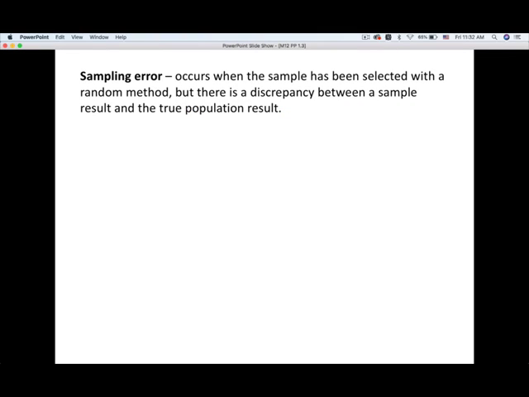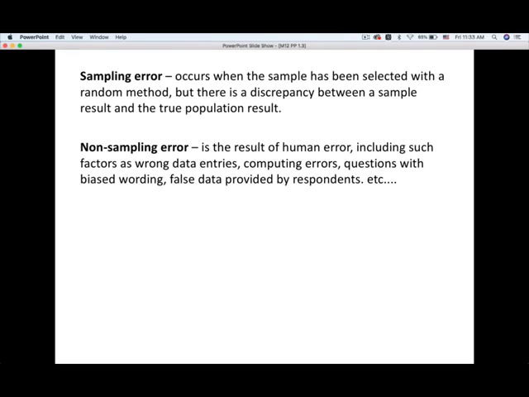Sampling error occurs when the sample has been selected with a random method, but there's a discrepancy between a sample result and the true population result. For example, the difference between a population mean and a sample mean is sampling error. Sampling error occurs because a portion and not the entire population is surveyed. For example, your sample size may be too small, it can't represent the population.